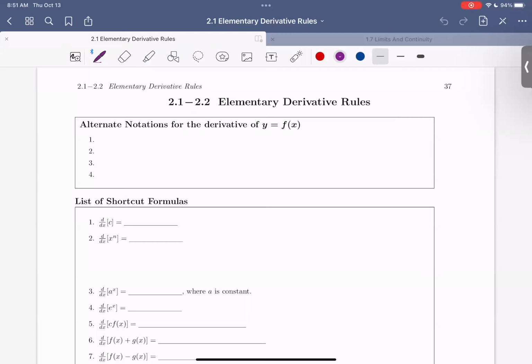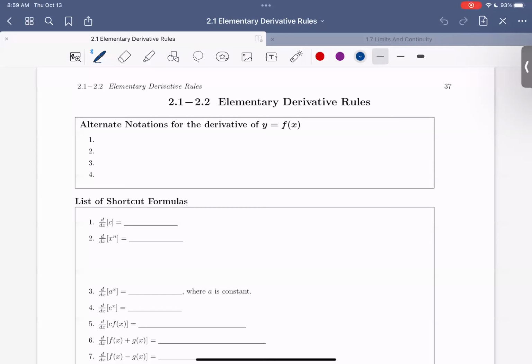So before getting into our shortcut formulas, I want to take a moment to talk about some alternative notations for the derivative. We are going to start computing more derivatives of different types of functions. So it's important to have a lot of notation to describe these derivatives and to be familiar with the ways in which you might see the derivative written in other resources and other textbooks. So let's go ahead and get started with this list.